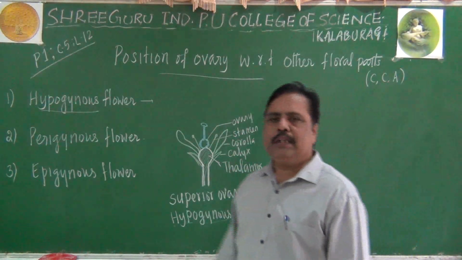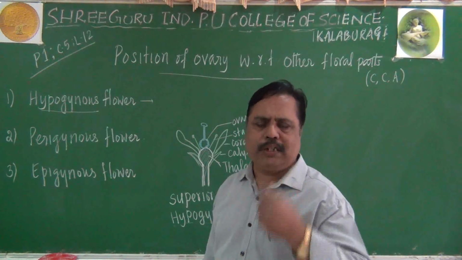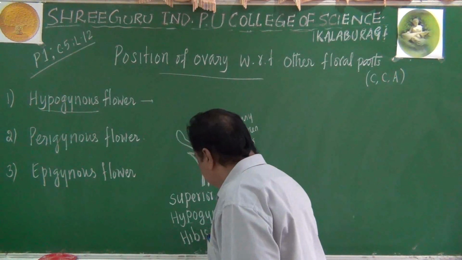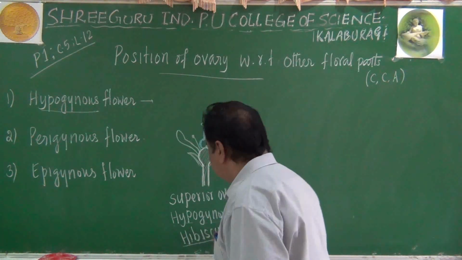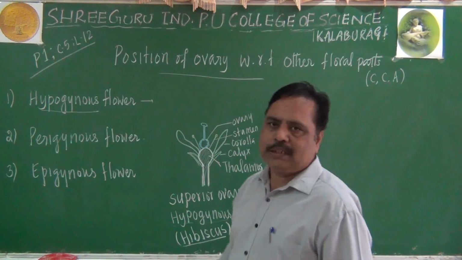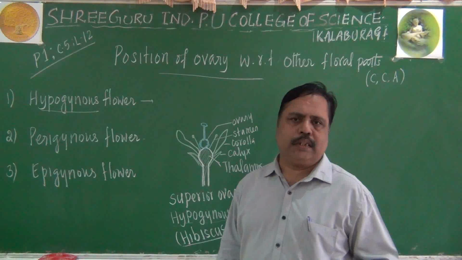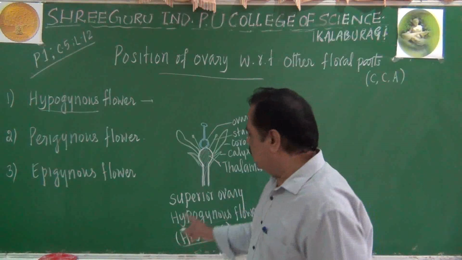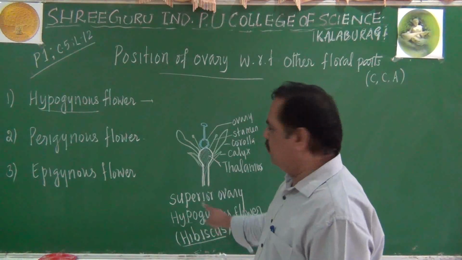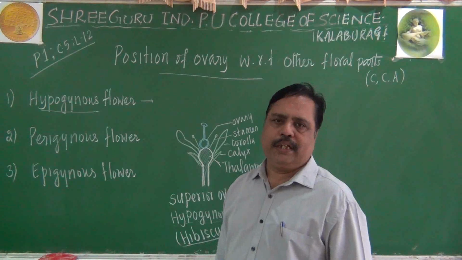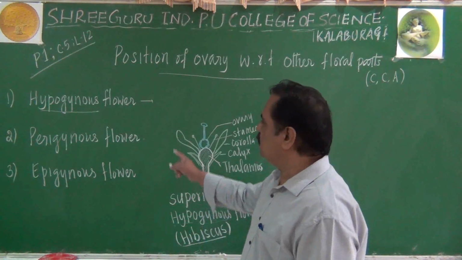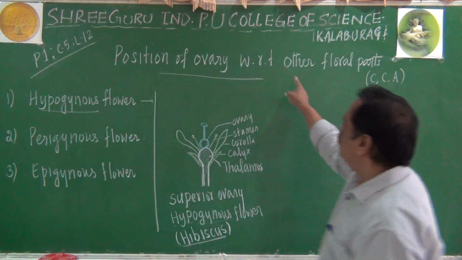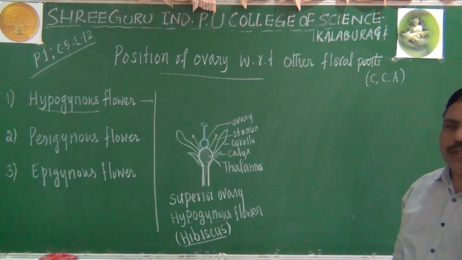Where can we find this type of flower? Hypogynous flower, what is the example? We can say that hibiscus is the best example for this hypogynous flower. Not only hibiscus, the cotton family and all, even lady's finger, they all have this hypogynous flower where ovary will be superior. Do you get my point? This is one type of flower based upon the position of ovary with reference to other floral parts.